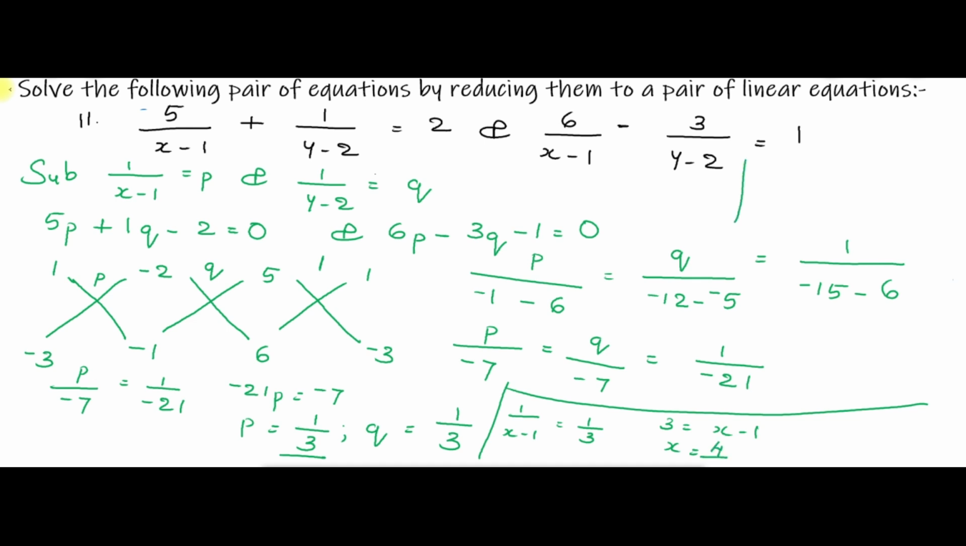Similarly for finding y, you have to substitute 1 by y minus 2 equal to 1 by 3. That is 3 equal to y minus 2, y is equal to 5. So you got x as 4 and y as 5. Here the value of x is equal to 4 and value of y is equal to 5.